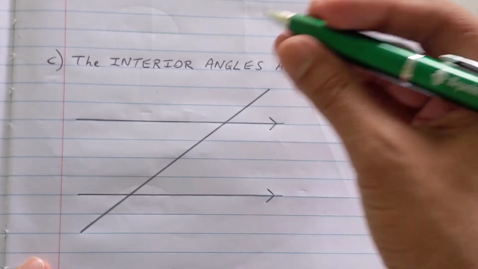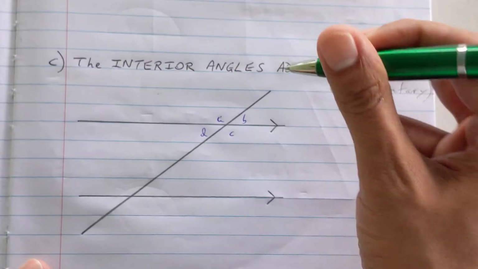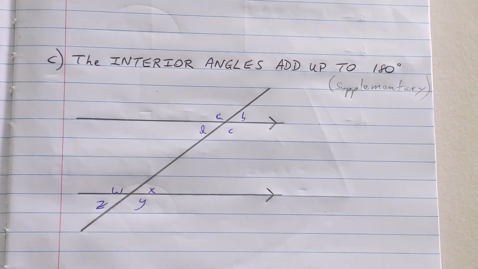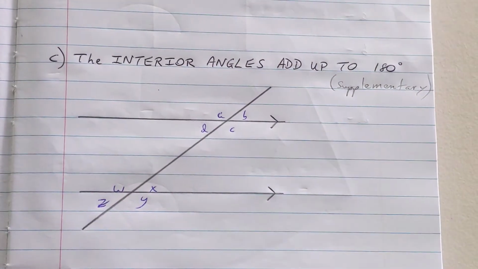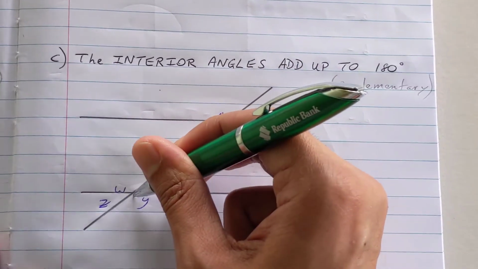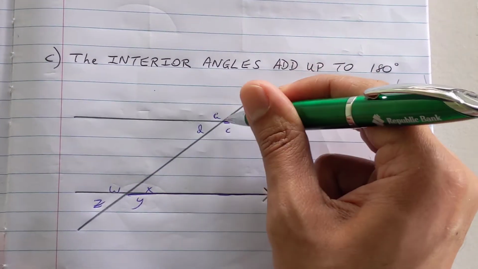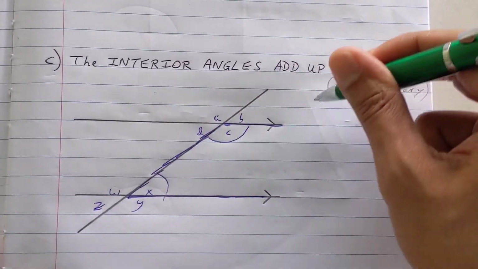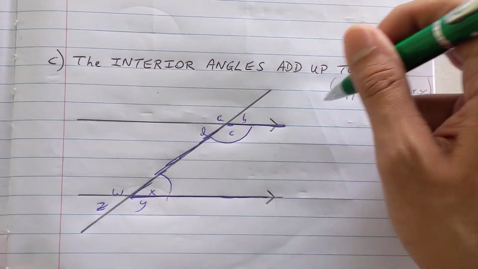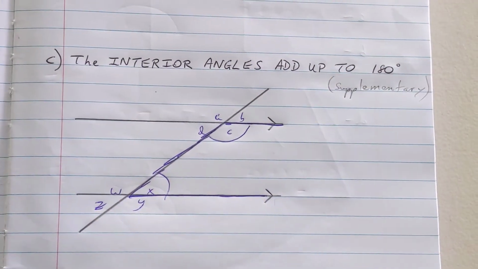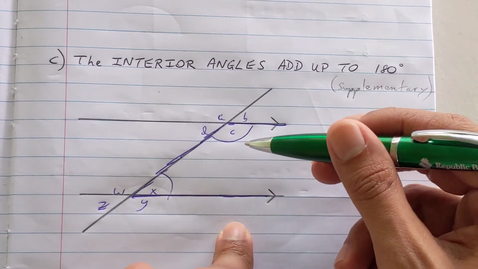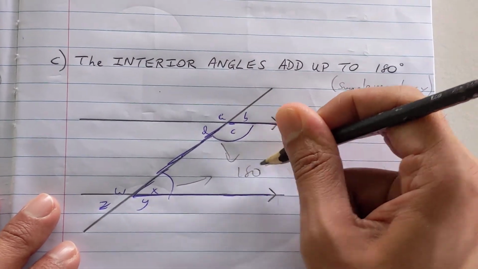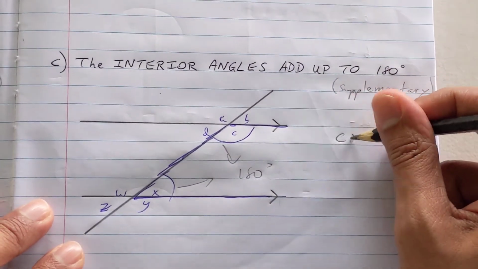So again, A, B, C, D, W, X, Y, Z. Interior means on the inside of the parallel lines. So I have the parallel lines and they're blocked off by this line here. So for the angles on the inside, think of a shape, because I could finish off a shape here, get a trapezium if I draw a line down, or some other four-sided shape, or a different kind of shape as well. These two angles here are going to add up to 180. So C and X are going to add up to 180. So that's what interior angles are.